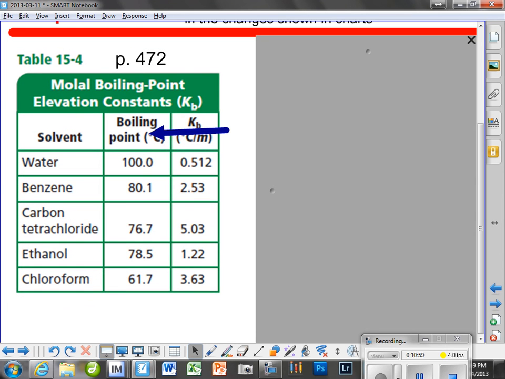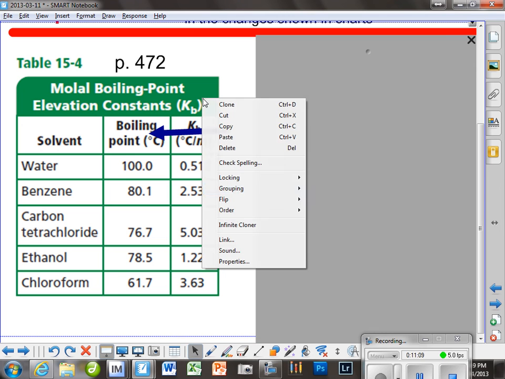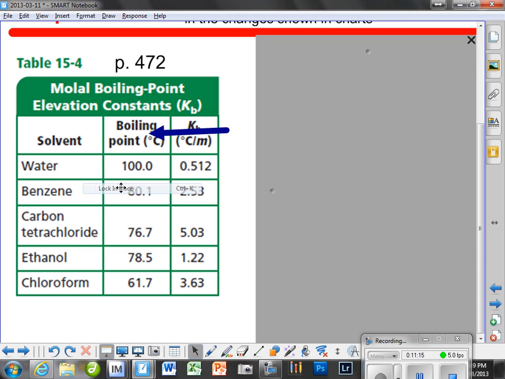Oh my. That's not good. Let's put that back where it belongs. Let's take just a second and make this not do that again. Locking. Lock that baby. Okay, now I won't do that again.